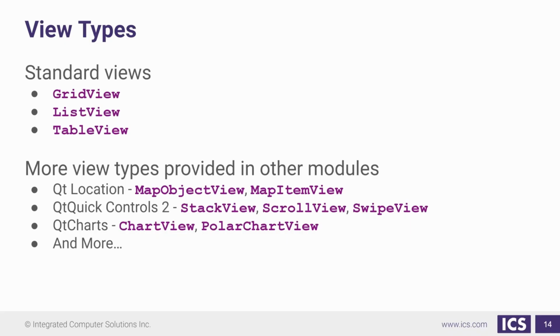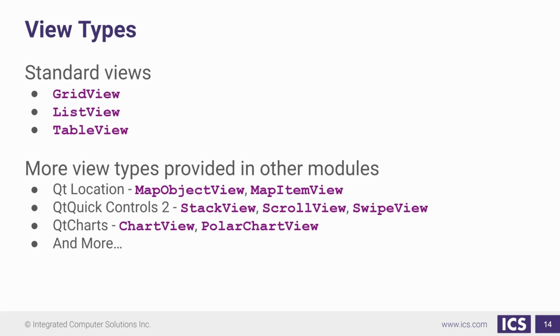QML also provides some standard views that we have for displaying the model. We have the grid view, the list view, the table view. The table view, again, is not to be confused with the QML controls table view. That's a different view. There's other types of views that we can get from other modules, again, such as locations.